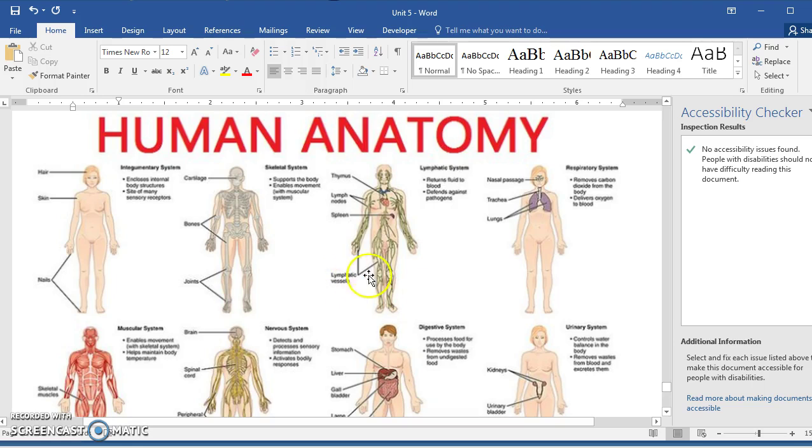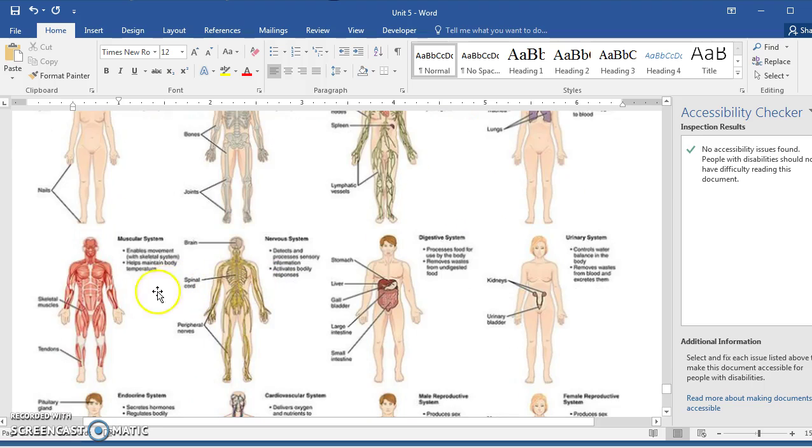The skeletal system would be bones that provide the supporting framework. The respiratory system would be from the mouth and nose down through the lungs. Muscular system, most of the muscle we think of would be the skeletal muscle. There would be smooth muscles that I've talked about.